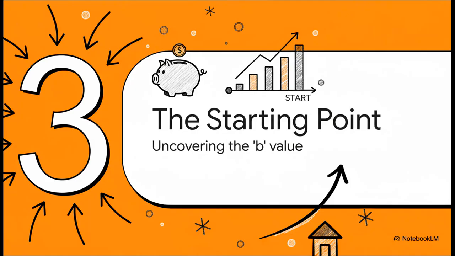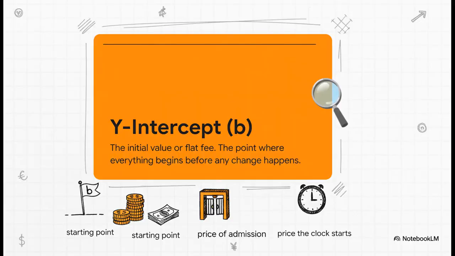So let's start with our first ingredient, the letter B. In the math world, they call this the y-intercept. But for us, we're going to call it something much easier to remember, the starting point. The starting point, B, is just the flat fee. It's the initial cost before anything else happens. It's that base price, the number on the bill before you've actually used anything.